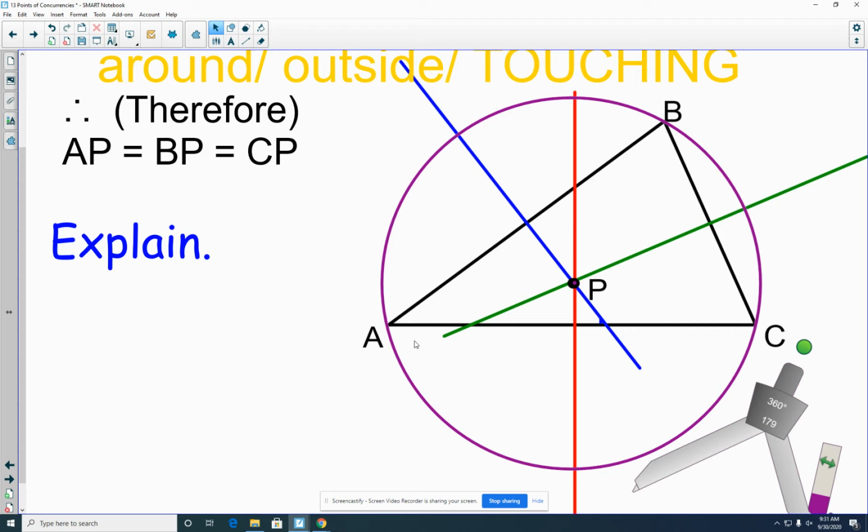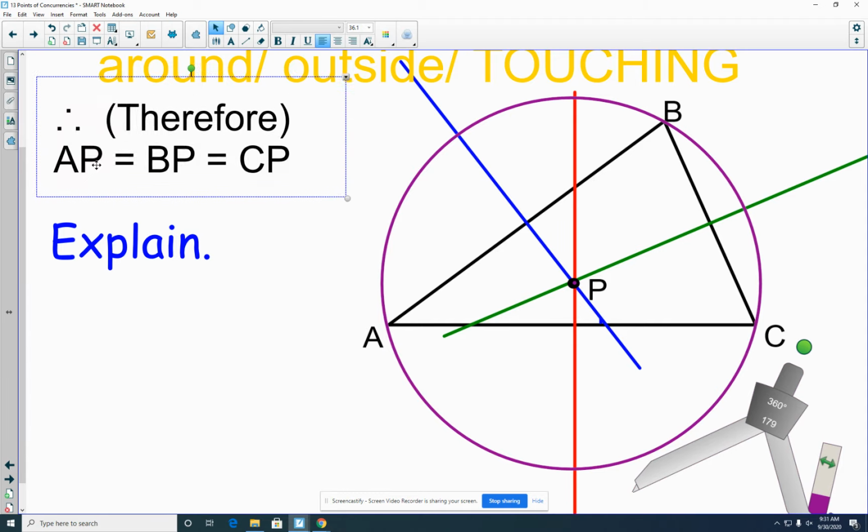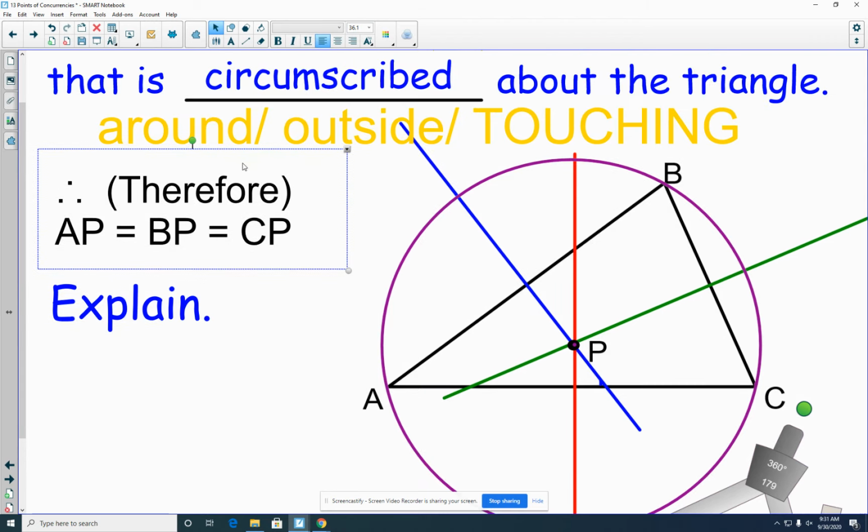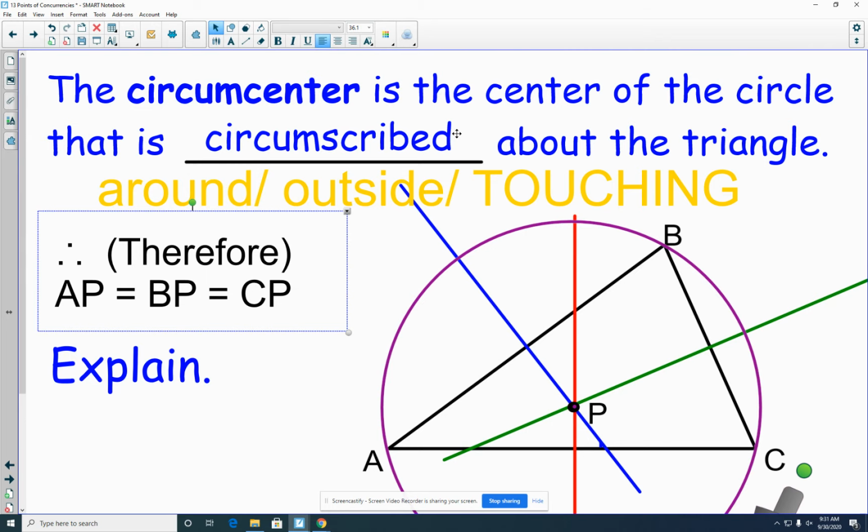So let's think about this. If A is on the circle, C is on the circle, and B is on the circle, then why could I say this over here? Why could I come up with this conclusion? Now, these three dots signify therefore. So if you see these three dots, it actually means therefore. So based on that, the circumcenter is the center of the circle that is circumscribed about the triangle.